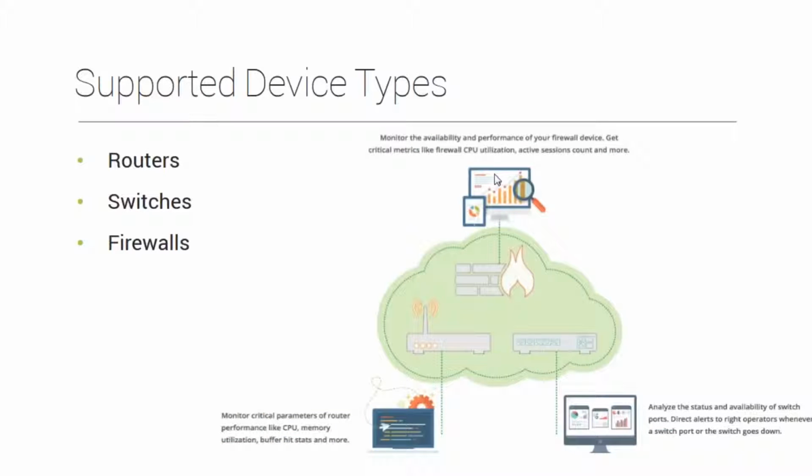So let's see what the supported devices are. Currently we support routers, switches, and firewalls. The router monitor tracks the response time and packet loss of your routers and temperature statistics of individual ports. On switches, you can analyze the status and availability of switch ports and actively monitor them, and identify highly utilized and underutilized ports. And firewall monitoring helps you monitor critical metrics like firewall CPU utilization, active session counts, and more, and configure thresholds to get instant alerts.